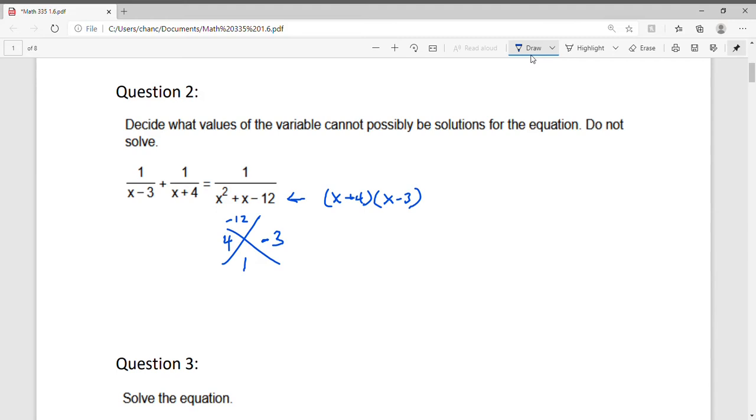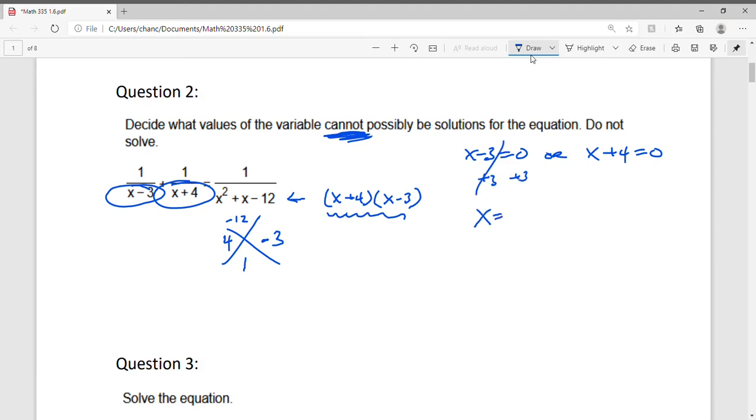Now to find out what solutions cannot possibly work, we set again the denominators equal to 0. X minus 3 equals 0, or x plus 4 equals 0. Now I don't need to set this equal to 0 because it's going to yield the same solutions as these two. So we can solve for x. X is equal to 3 or x is equal to negative 4.